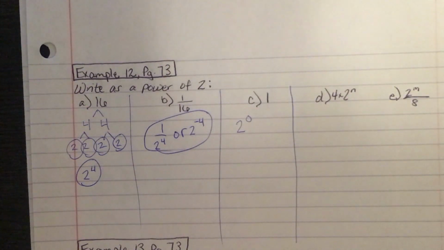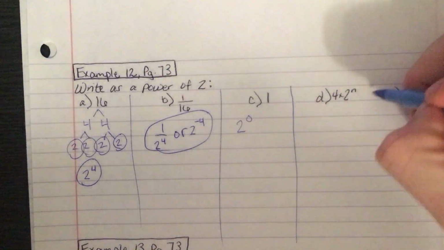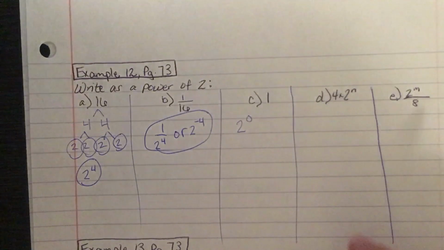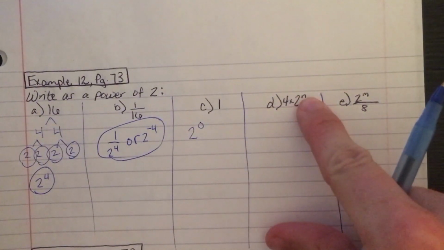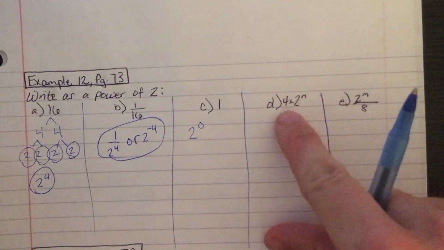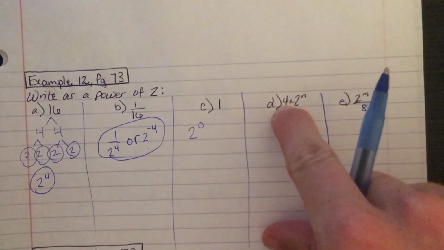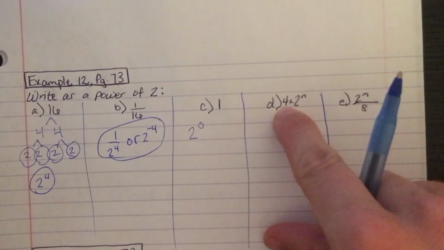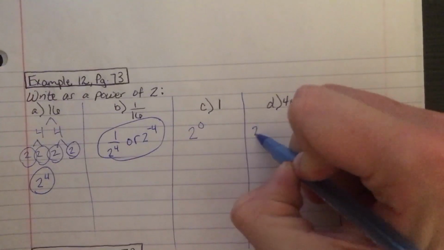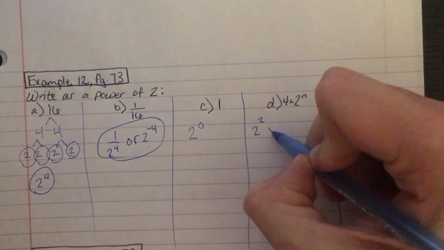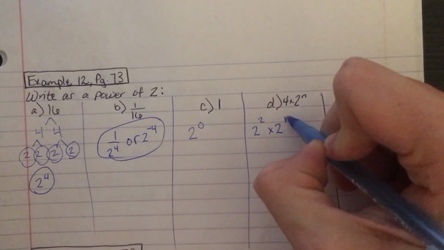Now, we're going to get a little bit trickier here, just a little bit trickier with the algebra in these last two. So right here, we're going to look at the expression 4 times 2 to the n power. Now, looking at that 4 right there, we want to write that as a power of 2. So you should be thinking to yourself, well, 2 to what power gives me 4? Well, that's going to be 2 squared times 2 to the n.